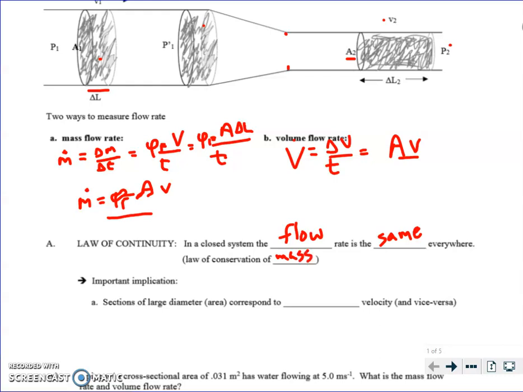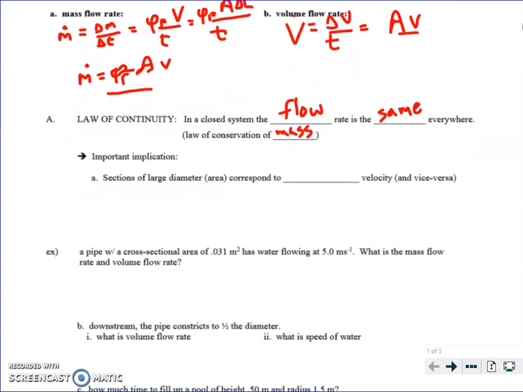It's basically saying the amount of water or fluid that enters one region must be the same as the other in terms of the flow rate. Otherwise, you would be losing mass, so to speak. So that has an important implication: if the volume flow rate up here has to be the same as down here, yet this part is constricted, how do you make up for that? Well, if it's constricted, to get the same volume, we've got to cover a greater distance in a particular time. In other words, the fluid must pick up speed. So sections of large diameter or area correspond to lower velocity, and vice versa.